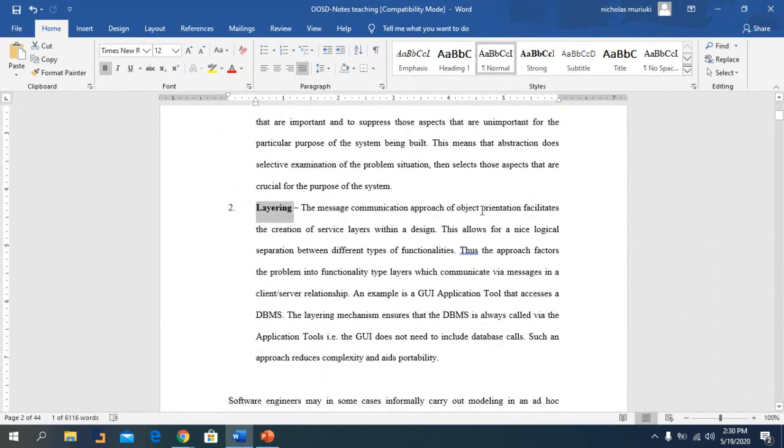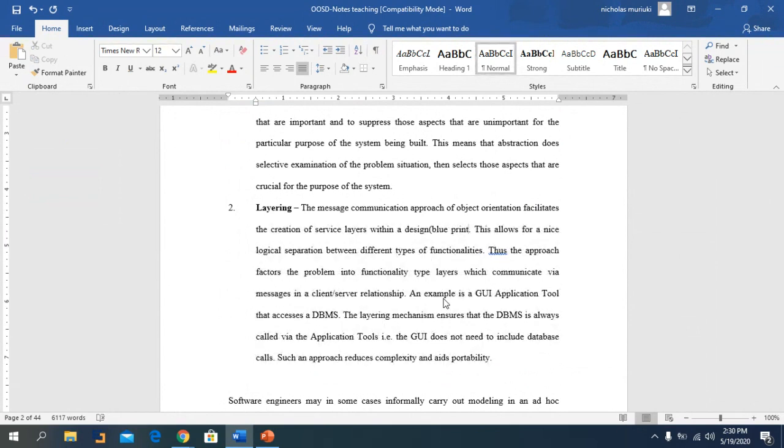The message communication approach of object orientation facilitates the creation of a service layer within a design. I remember when we talked about what you call a blueprint. A blueprint in modeling or in system creation assists the user to understand the final system. So it's like I'm presenting how the system will look at the end. If somebody comes and tells you, hey, this is a good building, so I require that building to be the same, you present a design for that.